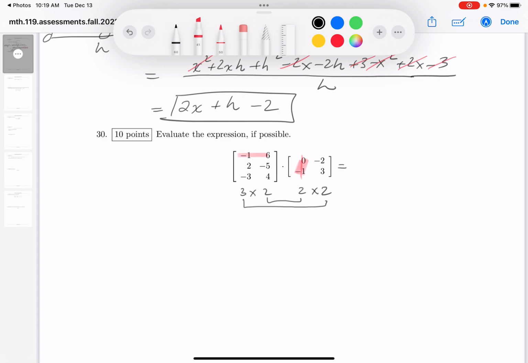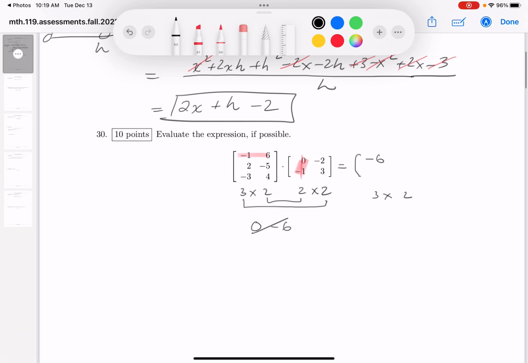Let's just be careful. It doesn't look that bad to do, but mistakes can happen. Let's put down the first entry, which is minus 1 times 0, which is 0, and then 6 times minus 1, which is minus 6. That gives me minus 6. That was row 1, column 1. Our result is going to be a 3 by 2. Let's do the next entry.